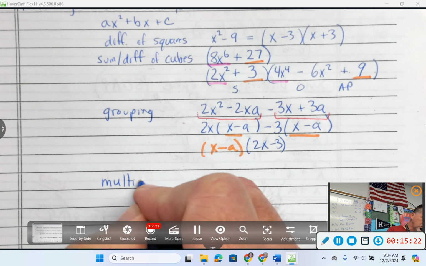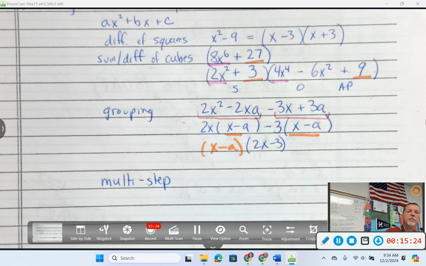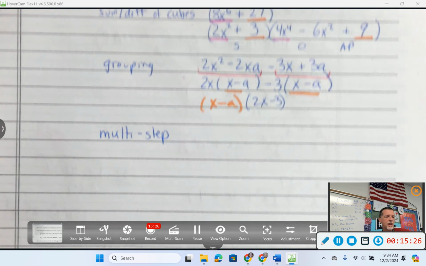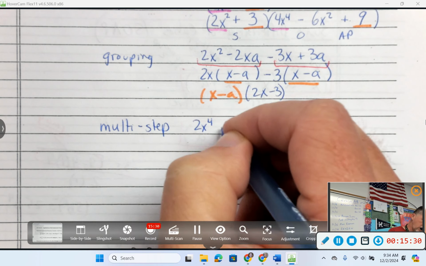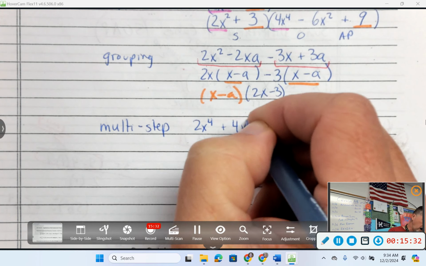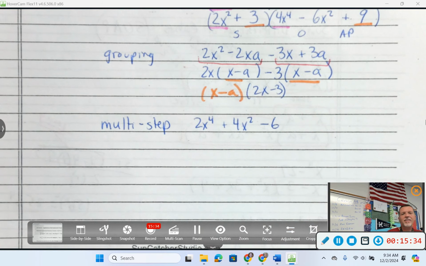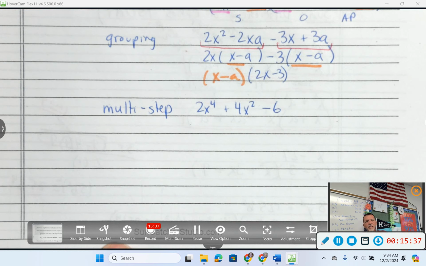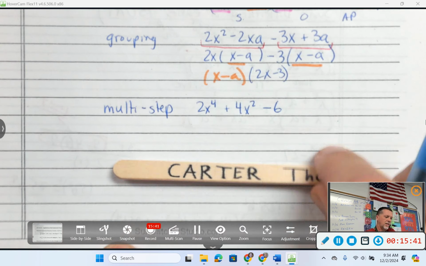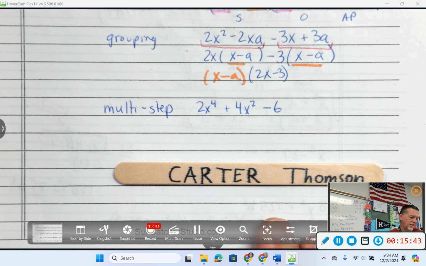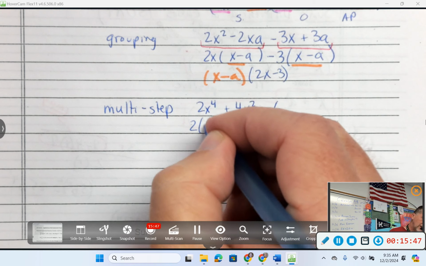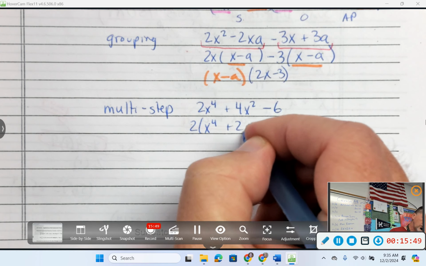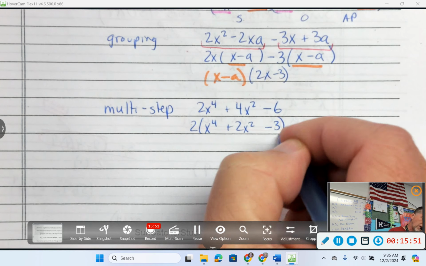Most of our factoring problems are multi-step, so there's more than one step in them. 2x to the fourth plus 4x squared minus 6. Carter, what do you want to do first on that one? Factor out a 2. x to the fourth plus 2x squared minus 3.